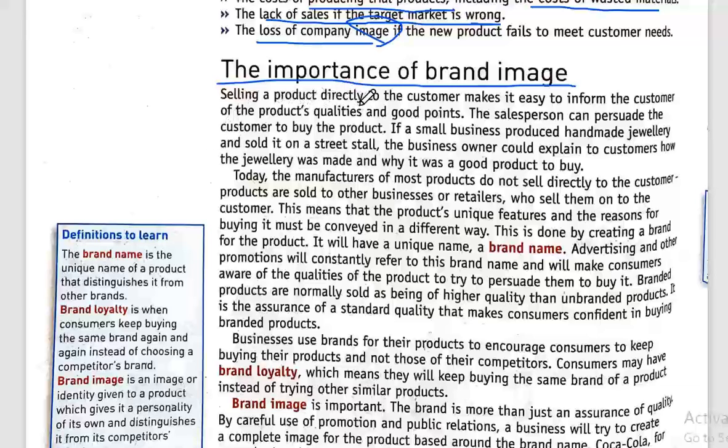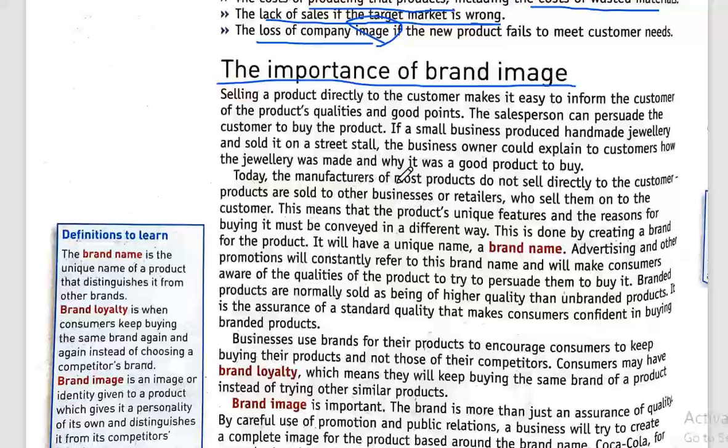So, selling a product directly to the customer makes it easy to inform the customer of the product's qualities and good points. Usually the salesperson is the one who has direct contact with the customers and explains about the product. If it's a small business doing handmade jewelry and selling it on a street stall, the business owner definitely has direct contact with the customer and can easily explain about the jewelry and why it is so good to buy.